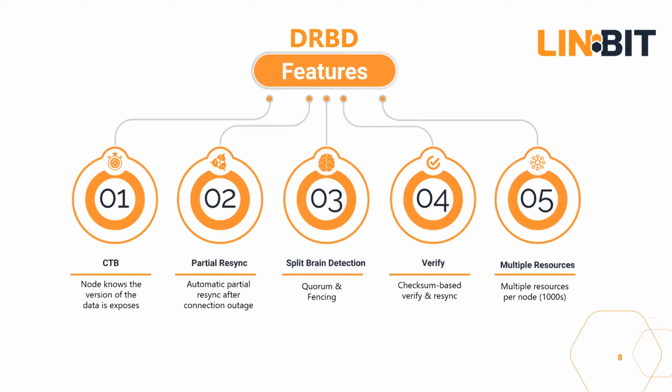And here are some features about DRBD, and there's a lot, but I just put 5 of them in here. CTB, just like I mentioned, is called change tracking bitmap, and all the nodes know the version of the data in case of something fails. And what it means here is the CTB on each node, and we are keeping the data for changed blocks on each node itself, and it gives us a great flexibility.